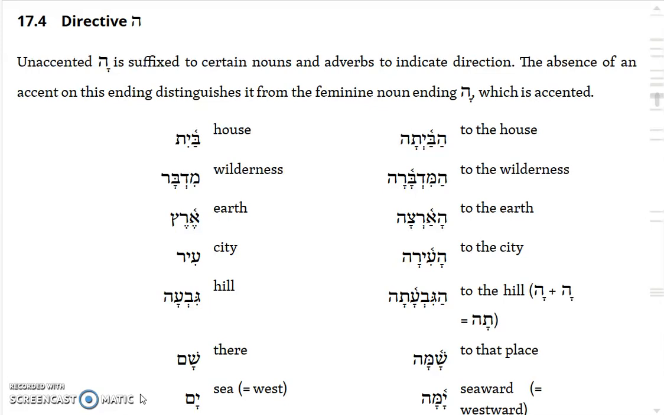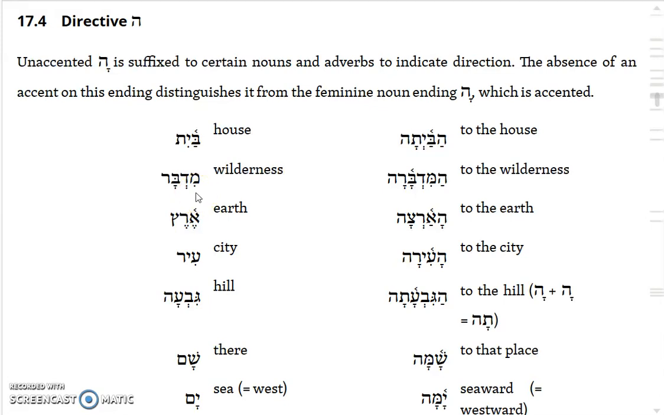and it indicates direction. So, for example, you have the word house, bayit, but then you could add a qamets hey to the end of it, and you end up with a to the house. Here you have the article, and you end up with habaita, and that qamets hey at the end means direction towards the house. So to the house is as if you had a preposition meaning to attached to it.